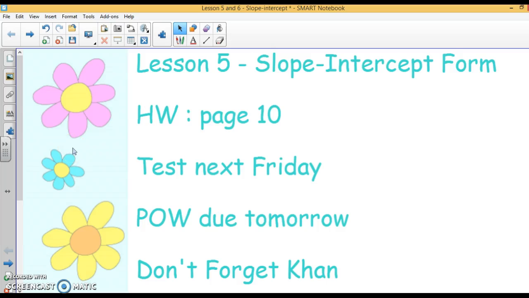All right, this is the linear unit, part 1, lesson 5, slope-intercept form. The homework that goes along with this is page 10 in your homework packet.